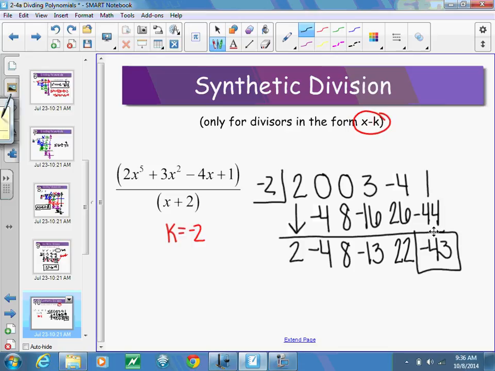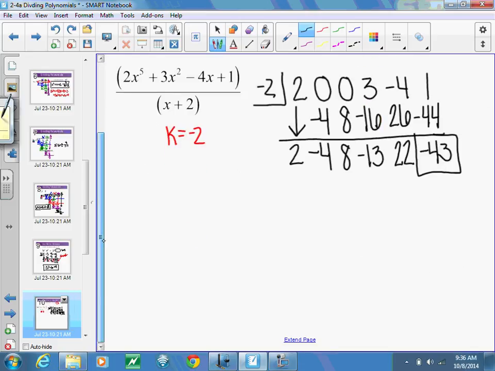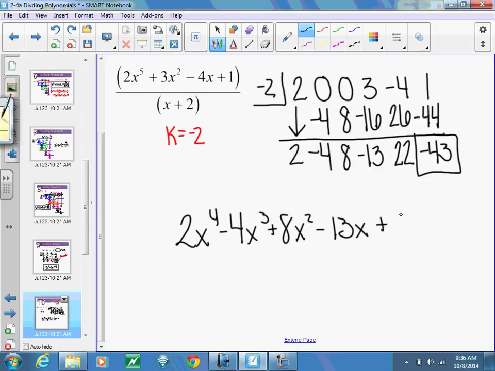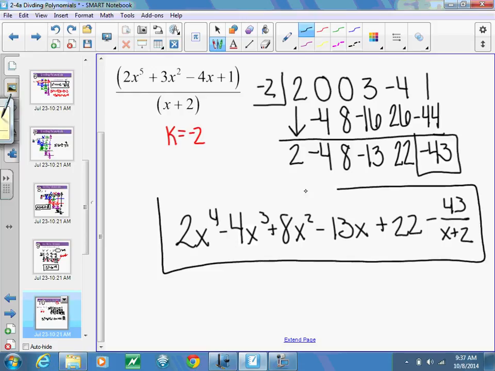Now in this problem here, I have a remainder with the negative 43. But now the rest of my polynomial here, I've got x to the power of 0, x to the first, x to the second, x to the third, x to the fourth. So my final answer is 2x to the fourth minus 4x to the third plus 8x squared minus 13x plus 22 minus 43 divided by x plus 2. And there's my synthetic division. So you may see that that's a faster and easier way to work this out. And great, wonderful if you can see that.